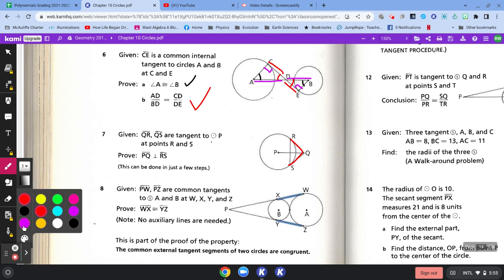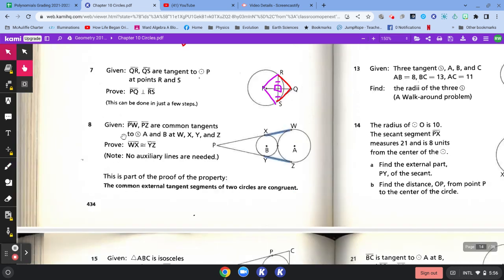I'm going to go ahead and assume you paused the video. So PR and PS are radii, so they're the same. So now we just know that Q and P are equidistant to RS, so perpendicular, and you could also note that RS is perpendicularly bisected. Now let's go on to number 8. I'm going to pause and drag.